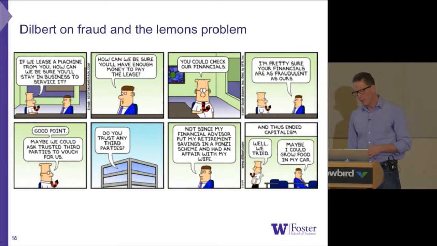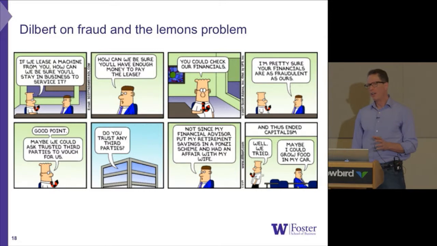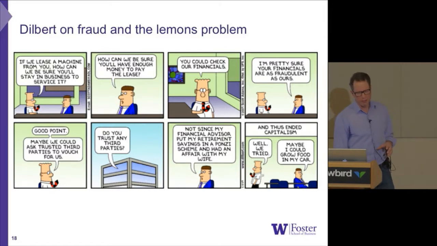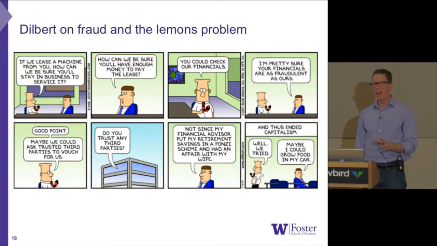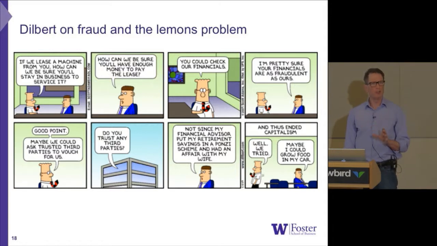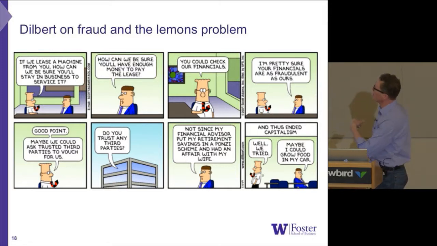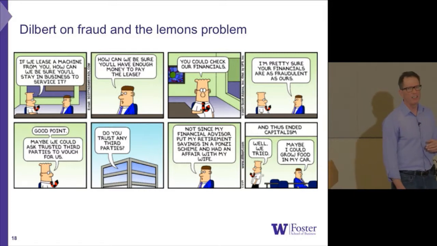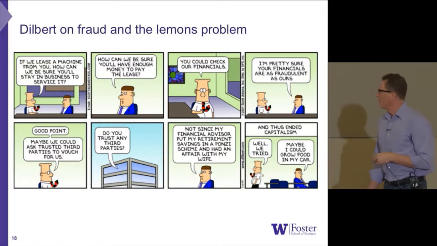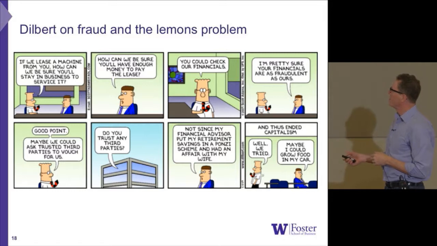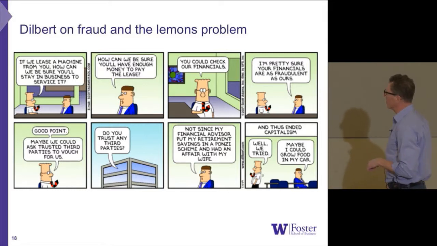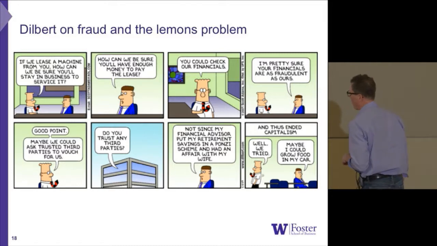I need to stop, but I thought I'd tease you with a Dilbert cartoon on fraud and the lemons problem, because this, in fact, is the best short summary of what the problem is. I won't read through this, but here are these guys trying to do a business deal. They can't trust each other to work through the contract. They can't trust any third parties. And the final caption is, "And thus ended capitalism."